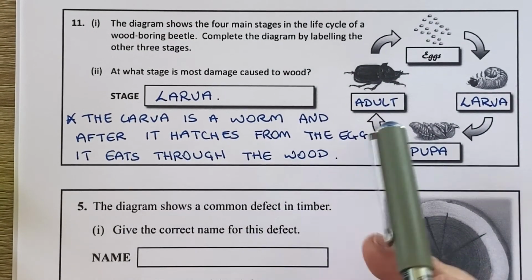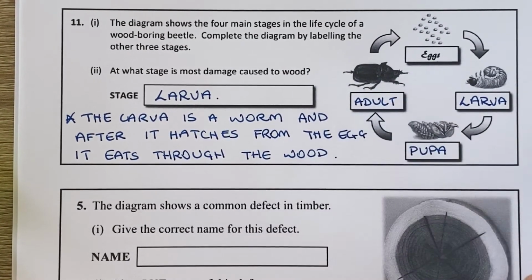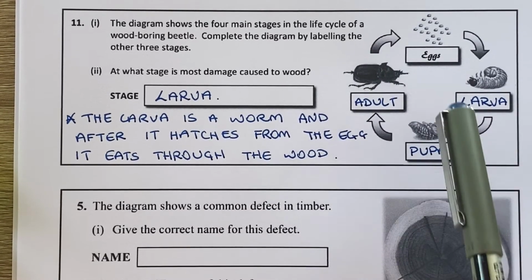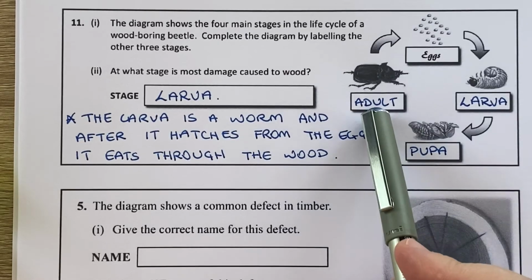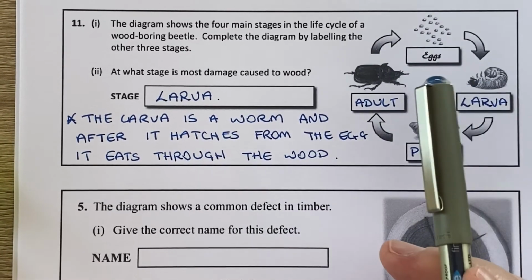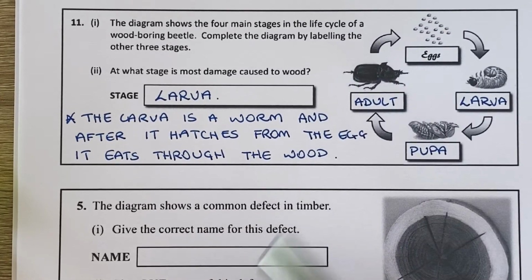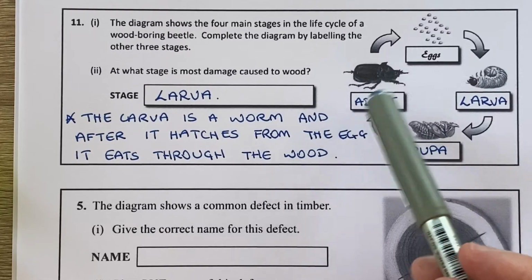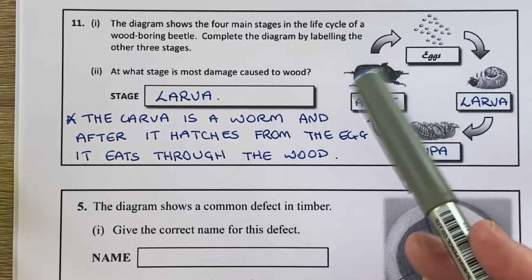The only time you see the hole is when he's turned into an adult and has escaped out of the timber. The pupa turns into an adult, the adult eats its way to the surface of the timber, escapes, as in flies away, and then comes back to lay eggs again in those holes. But as it's escaping, you just see basically an exit hole where he's left the timber.